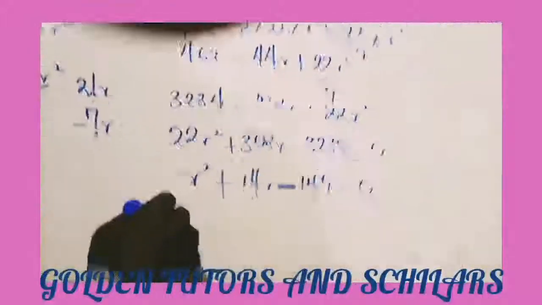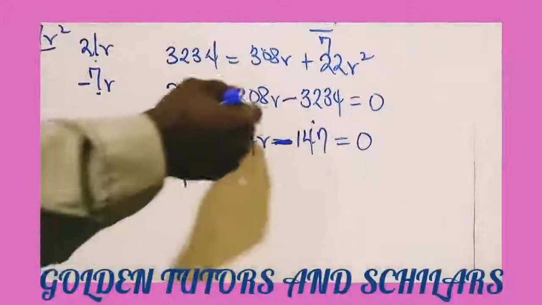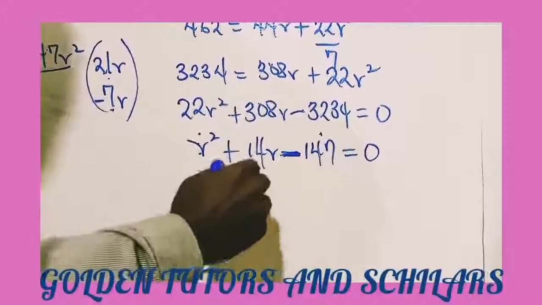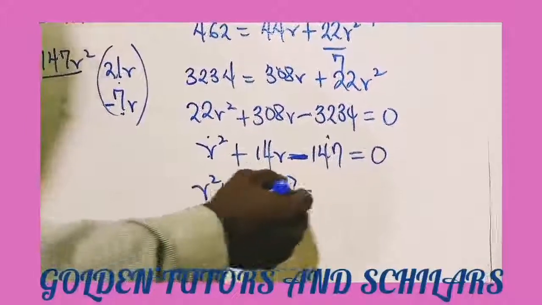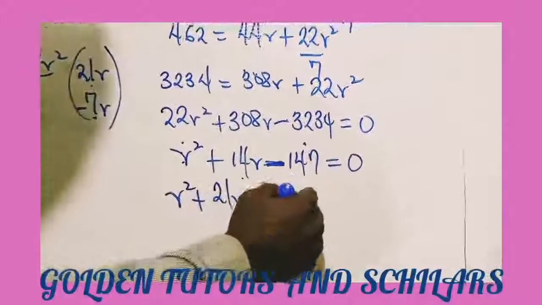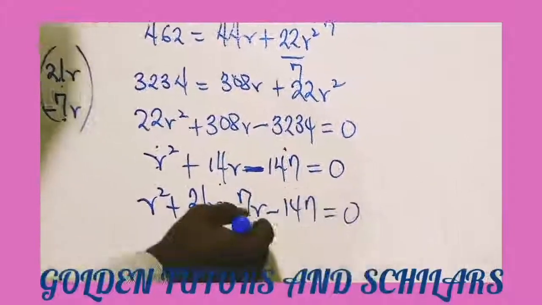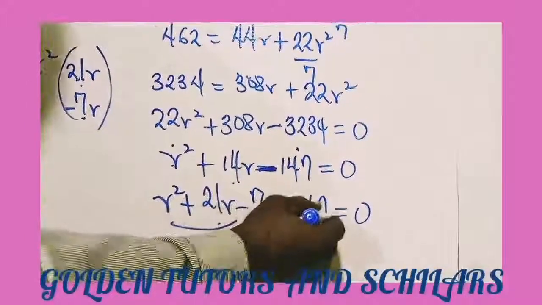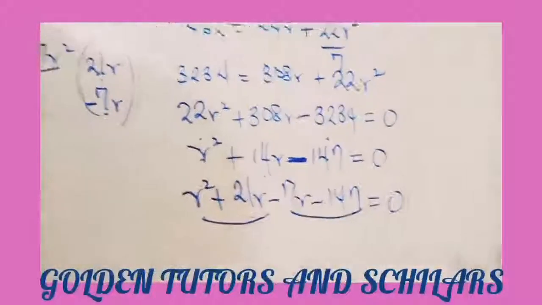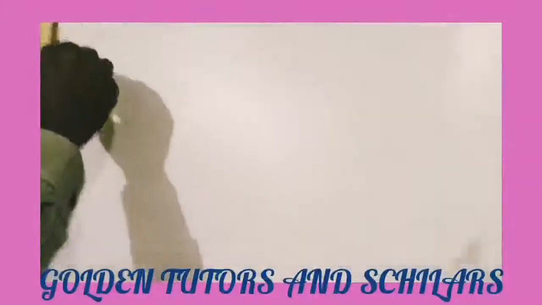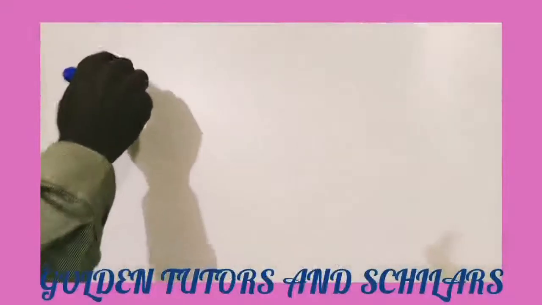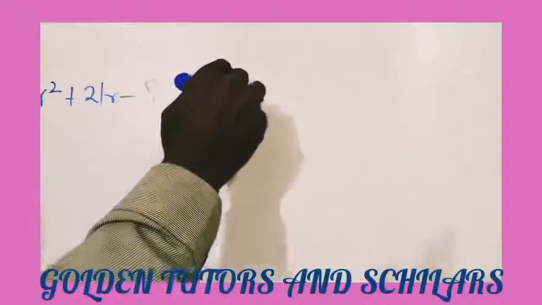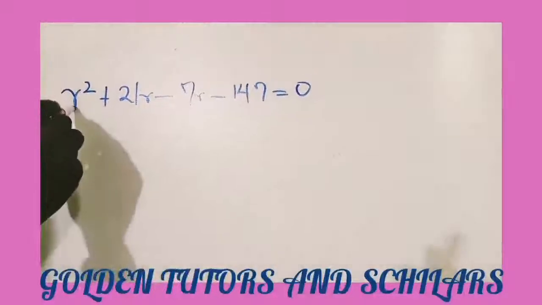So in my next step, I'm going to have r squared. Rather than write this 14r, I'll just bring in these factors here: plus 21r minus 7r, because 21r minus 7r will give you 14r, minus 147 equals 0. So these ones are substituted for this. When you get here, you will group them like this, just like you solve your quadratic equations. Moving on here, we have r squared plus 21r minus 7r minus 147 equals 0.